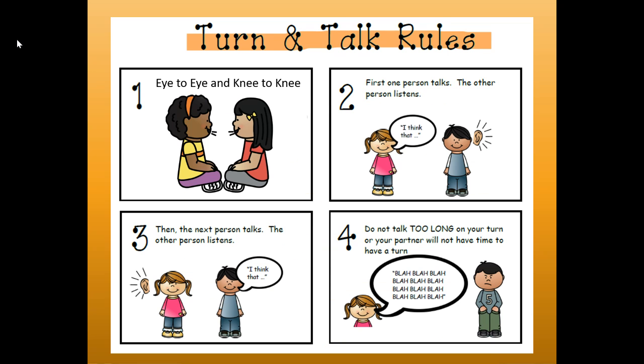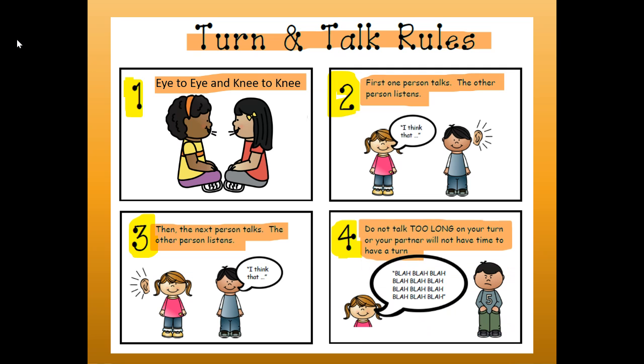Turn and talk rules if you have a partner at home. Number 1, make sure you're eye to eye. And if you're sitting on the floor, you can be knee to knee, but you can also be sitting at a chair. Number 2, first one person talks, the other person listens. And then number 3, then the next person talks, the other person listens. Number 4, do not talk too long on your turn or your partner will not have time for a turn.